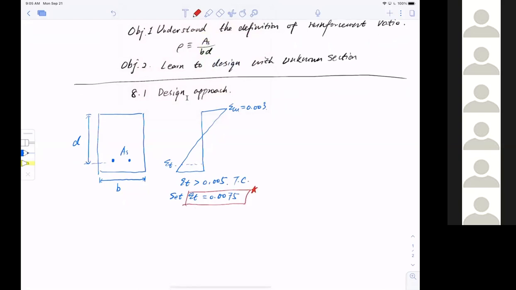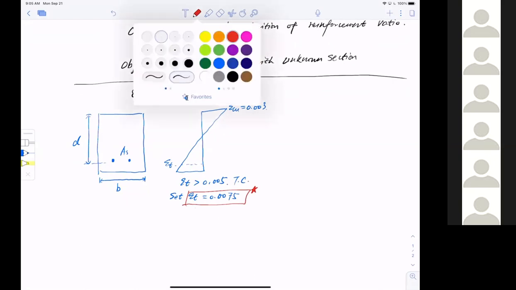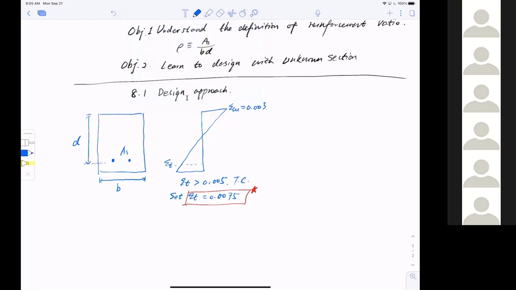I'm just going to set that 0.0075. Okay, so this way I will ensure I have a section that still always yielded. All right, so if this is the strain distribution, I'm going to look at the stress distribution, right? On the top, the stress diagram looks like a Whitney stress block, and I have a 0.85 f'c, a reduced compressive strength.